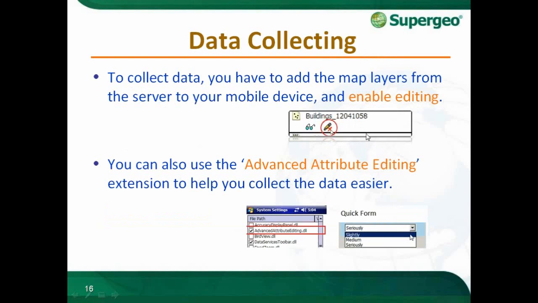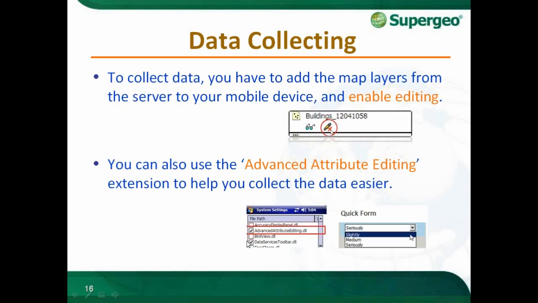Okay. So to collect the data, you have to first enable editing by clicking the pencil icon here, and after you click the icon, the layer will be editable, so you can add or edit the features. You can also use the advanced attribute editing tool to help you collect the data easier. This is an extension from the SuperPad, so you have to go to the system settings and enable or check this extension so that you can use the tool.